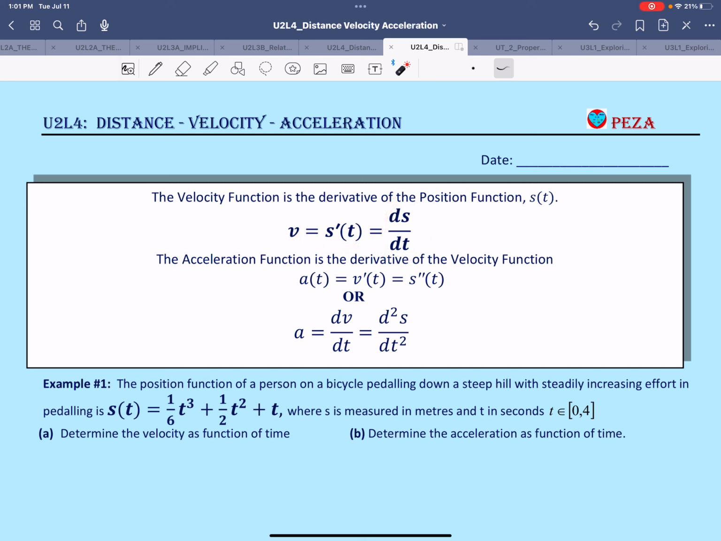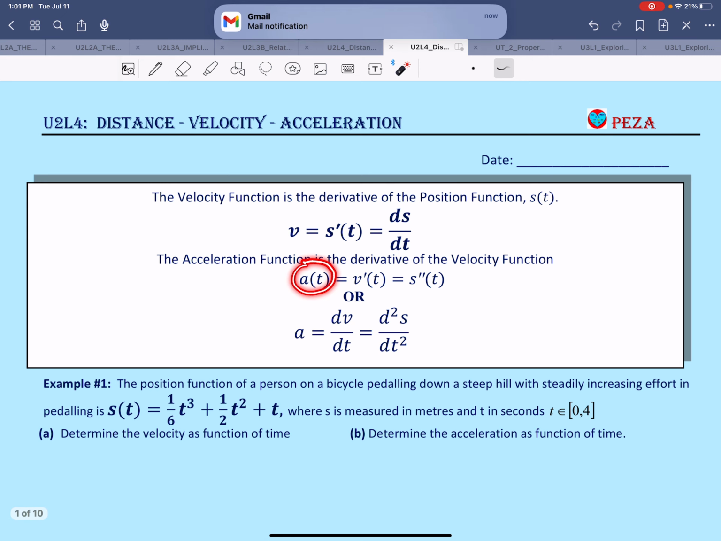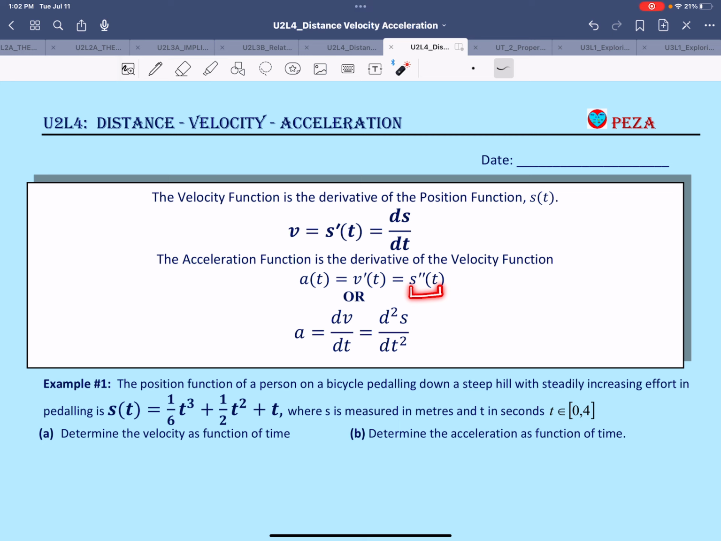Now, velocity in itself can change as well. When we drive, for example, we don't always drive at a constant speed. So velocity changes over time, and the rate of change of velocity is measured by its acceleration. So acceleration is the rate of change of velocity, or since velocity is the derivative of position, the second derivative of position. So acceleration is the first derivative of velocity or the second derivative of position.